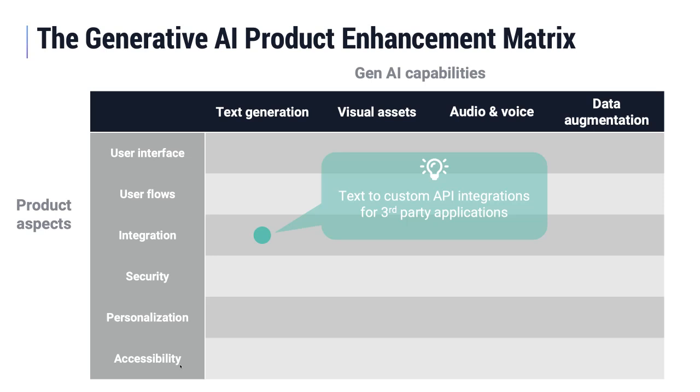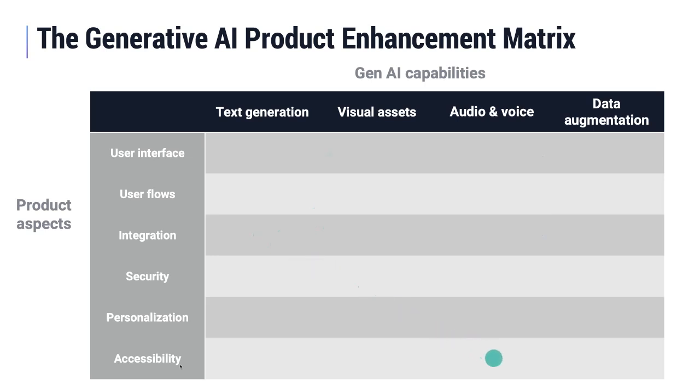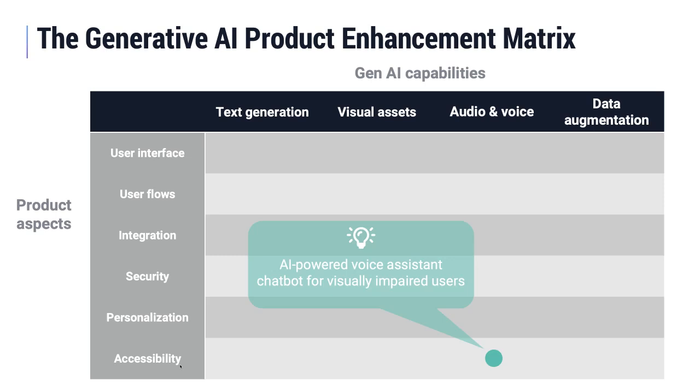Want even more ideas? Let's connect accessibility and voice synthesis. To improve accessibility to specific users, we could implement an AI-powered screen reader that uses advanced voice synthesis. This could provide more natural-sounding audio descriptions of UI elements and project data, enhancing the experience for visually impaired users. See how quickly we generated innovative ideas? That's the power of this matrix.